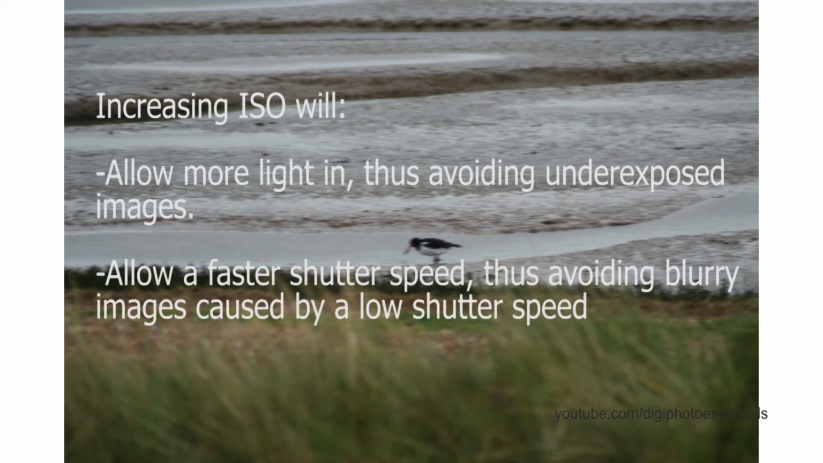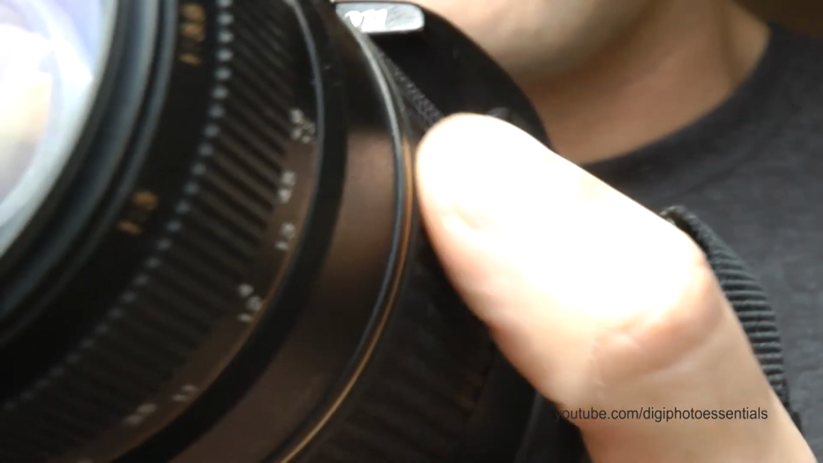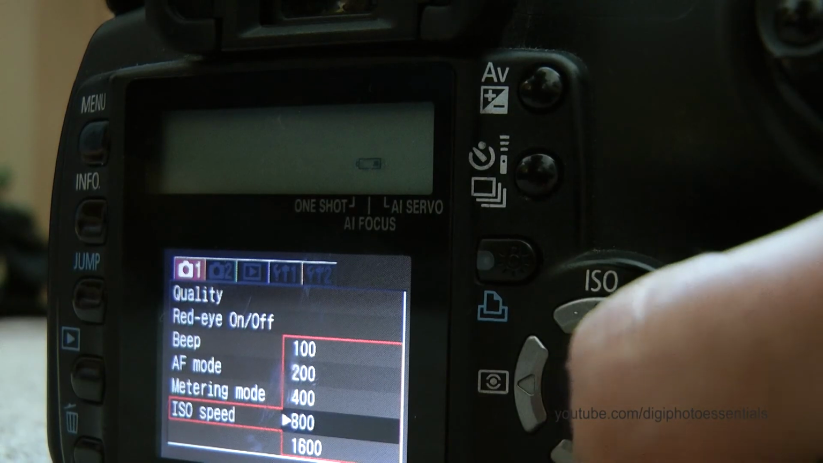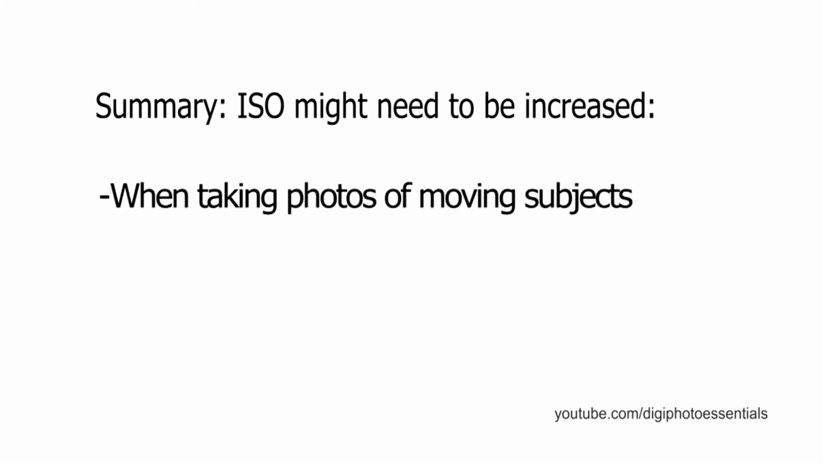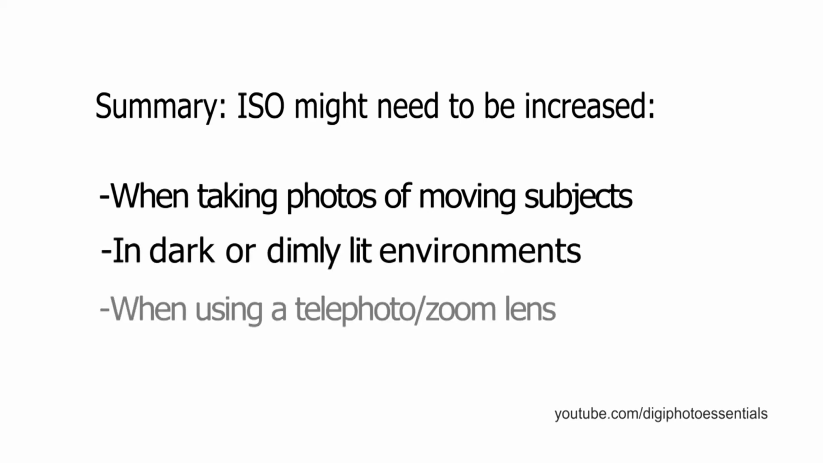Increasing the ISO in these situations will allow for you to increase the speed of the shutter, so you are more likely to get a crisp image which is correctly exposed. It's best to experiment, and if your shot is too dark or too blurry, then try increasing the ISO. You may need to increase ISO if you are shooting moving subjects, shooting dimly lit subjects or scenes, or if you are shooting with a zoom lens.